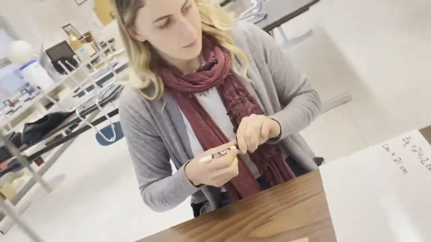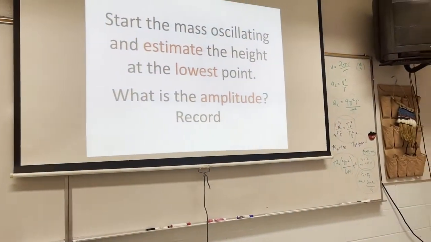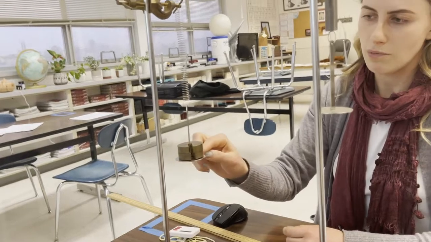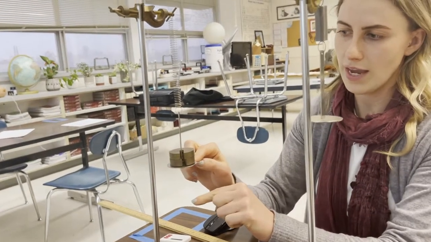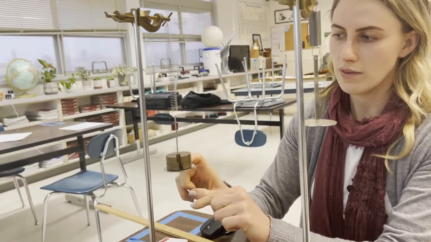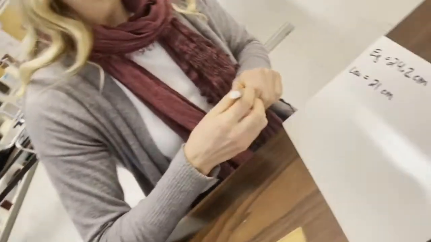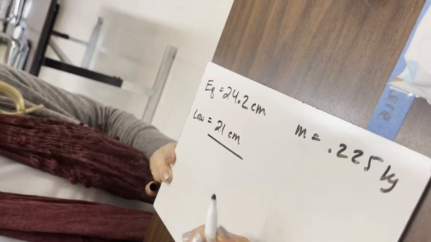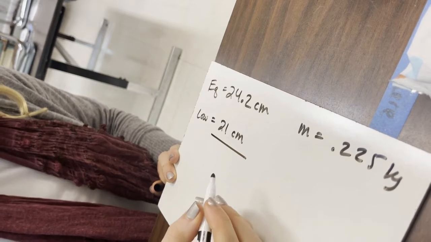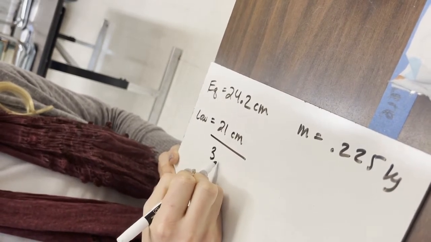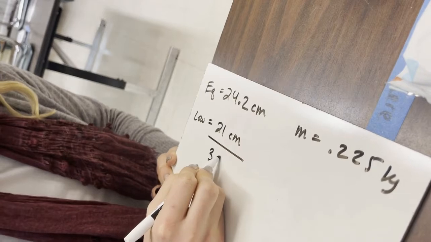Now, what's the definition of amplitude? If my equilibrium is this middle part and the lowest is down here, the amplitude is however far it is from the equilibrium. Maximum displacement from equilibrium. So we could just subtract those two, right? Amplitude is going to be 3.2, isn't it? 24.2 minus 21.